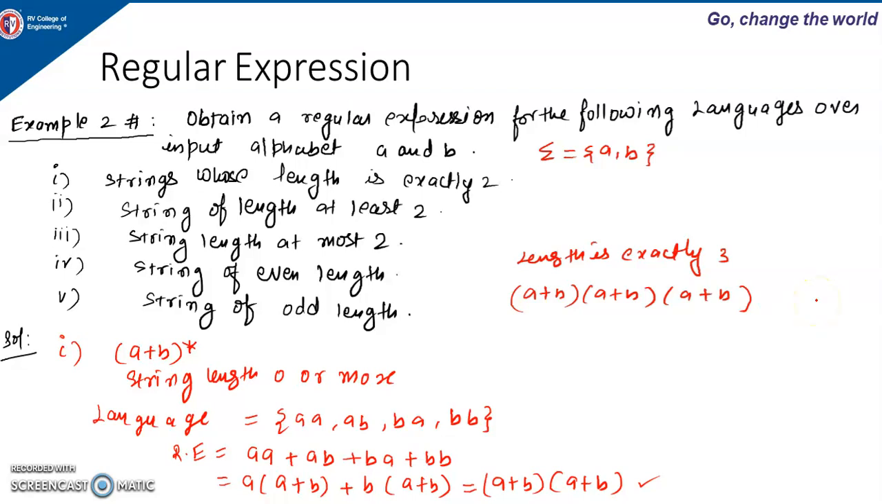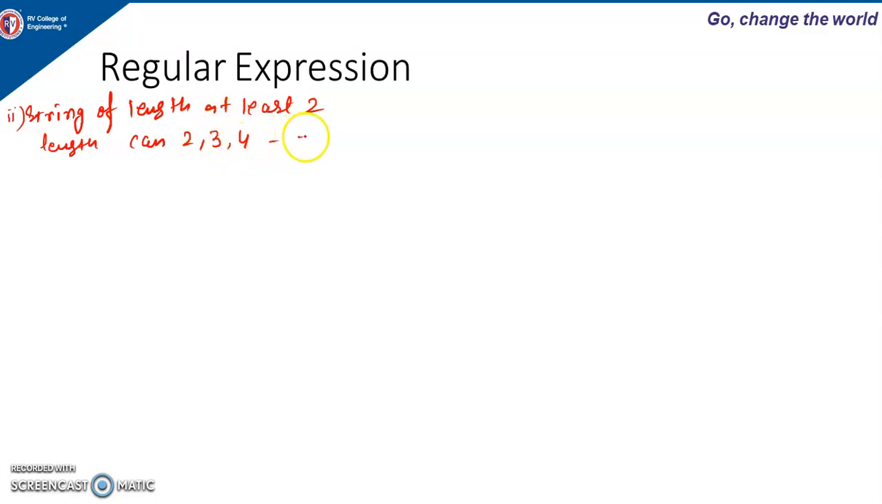Now, let us take the second problem, strings of length at least 2. What is the meaning of strings of length at least 2? When we say strings of length at least 2, it means the length can be 2 or more than 2. It is infinite, because the length can be 2 at minimum, then 3, 4 and so on.